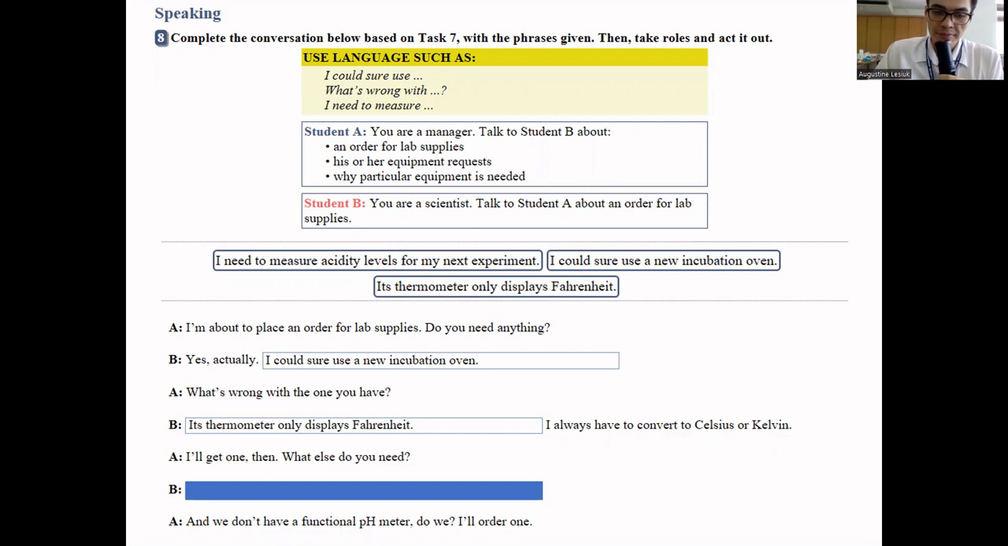I'll get one then. What else do you need? I need to measure acidity levels for my next experiment. And we don't have a functional pH meter, do we? I'll order one. Okay, I hope you guys have the same answers. Moving on.